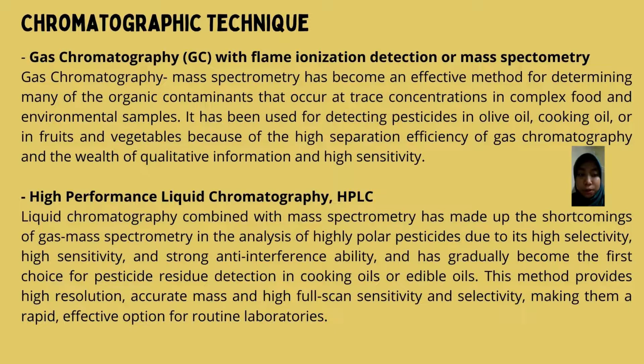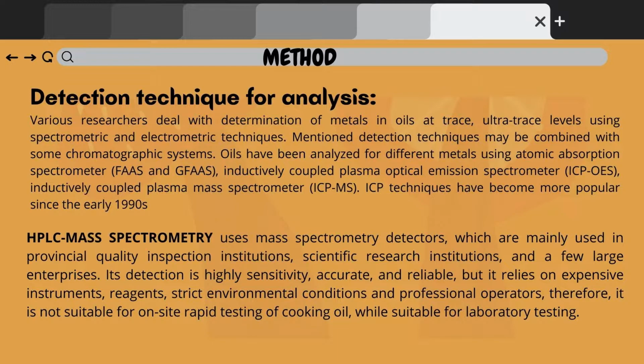High performance liquid chromatography, HPLC. Liquid chromatography combined with mass spectrometry has made up the shortcomings of gas mass spectrometry in the analysis of highly polar pesticides due to its high selectivity, high sensitivity, and strong anti-interference ability, and has gradually become the first choice for pesticide residue detection in cooking oils or edible oils. These methods provide high resolution, accurate mass and high full-scale sensitivity and selectivity, making them a rapid, effective option for routine laboratories.